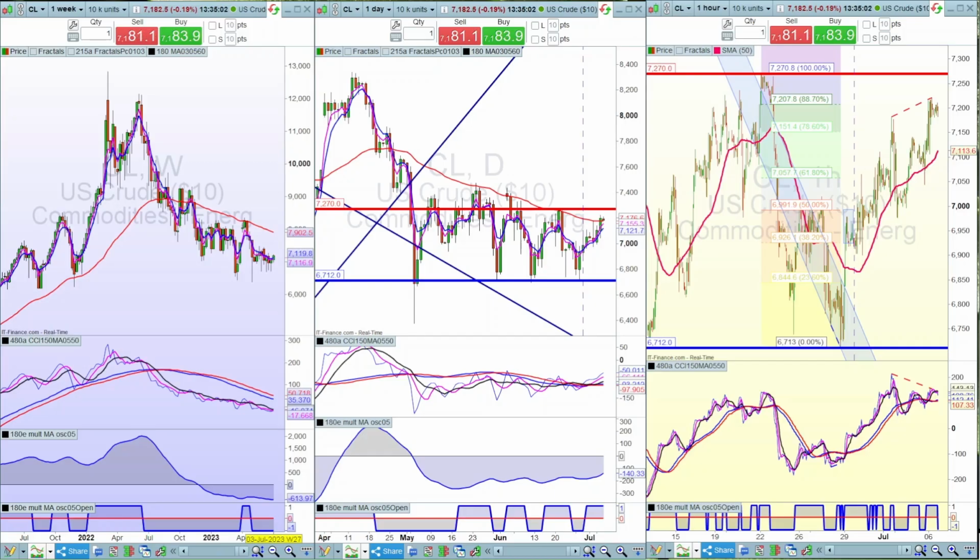Today is July the 6th, 2023. This is the US crude oil price update. On our weekly, we're showing a bearish momentum. On our daily, it's long. And on the hourly, I'll show you how to trade a divergence, but also trade with the direction of the weekly and daily trend analysis programming.